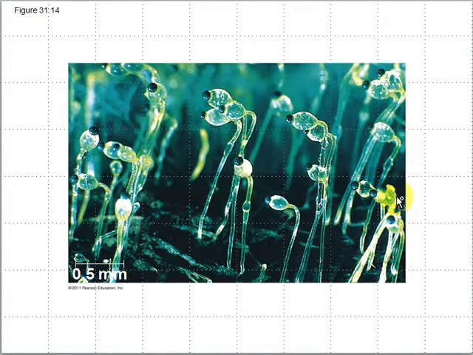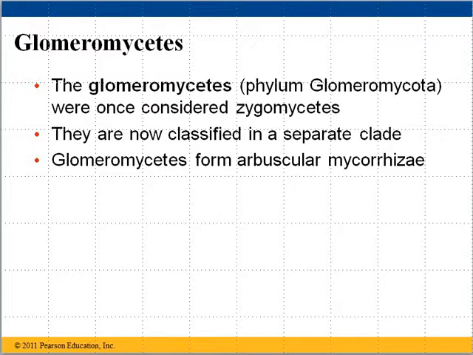The third of the 5 categories of fungi we're going to take a look at are called the glomeromycetes. The glomeromycetes were once considered zygomycetes, but they've now been kind of separated out, put in their own clade. Glomeromycetes form arbuscular mycorrhiza, and these are 2 words that we now should be familiar with.